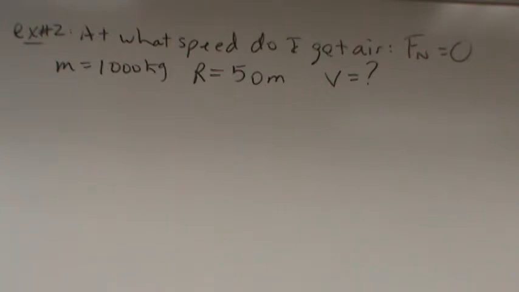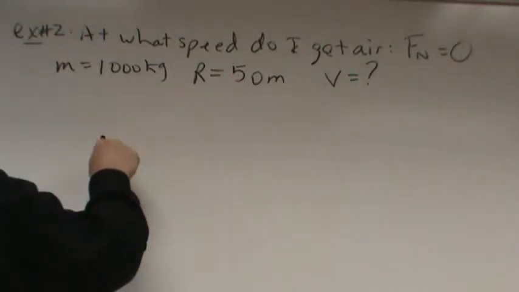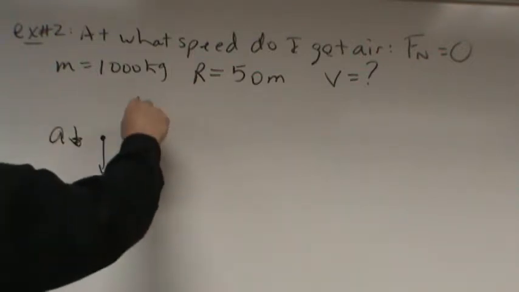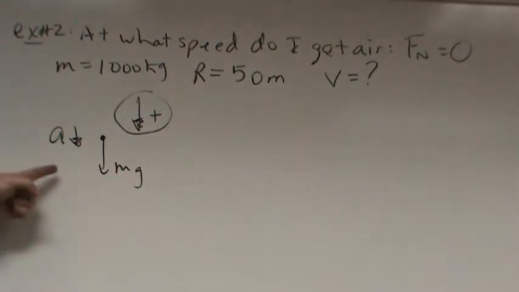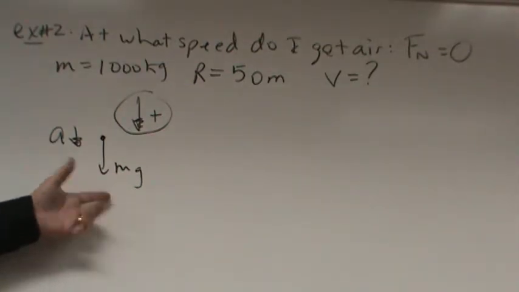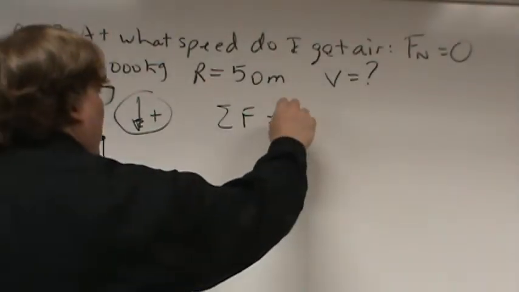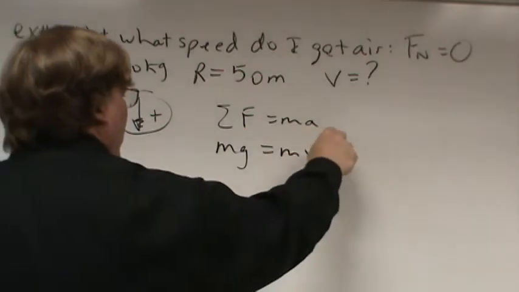Okay, well, I gotta tell you, and I assume the camera's still pointing here, and so that's good. Since you got no normal force, all you've got is mg and your acceleration downward. And so you know what? I'm gonna define down as positive. Is that okay with you, guys? I got acceleration down and mg down, I might as well define down as positive. So I do sum of the forces equals ma. So I got mg, which is now positive, equaling mv squared over r.